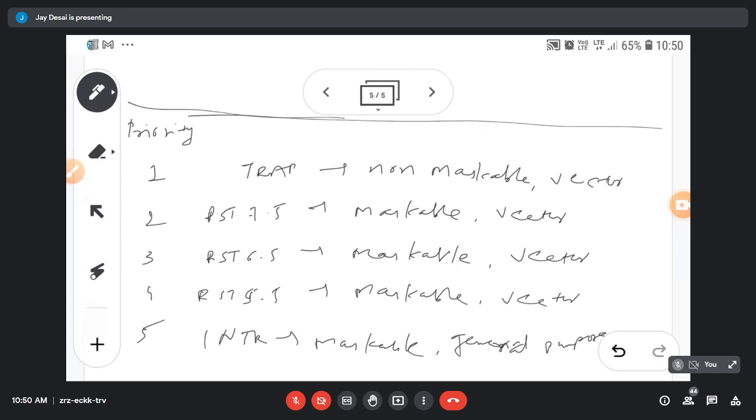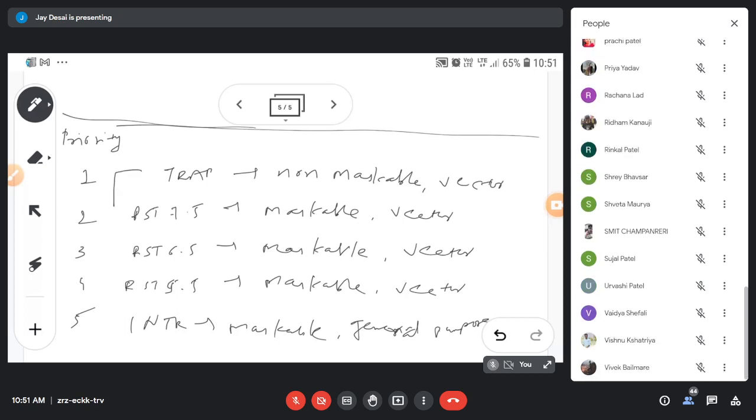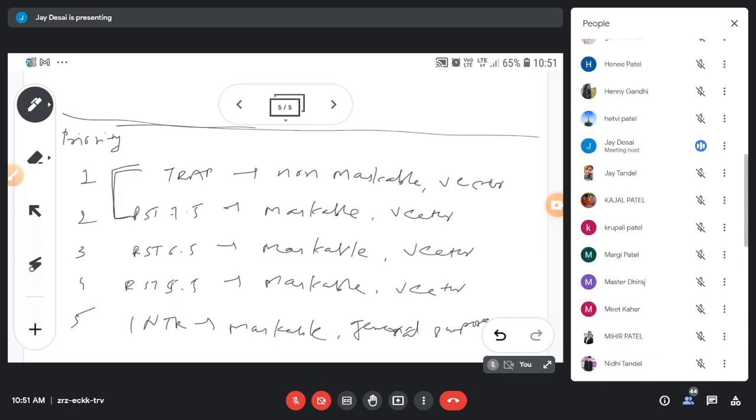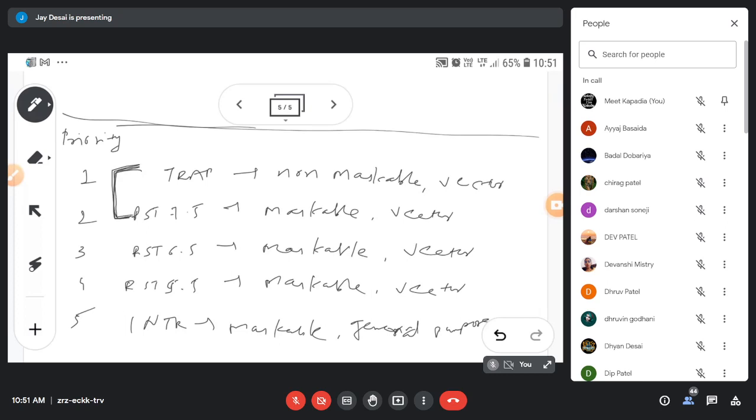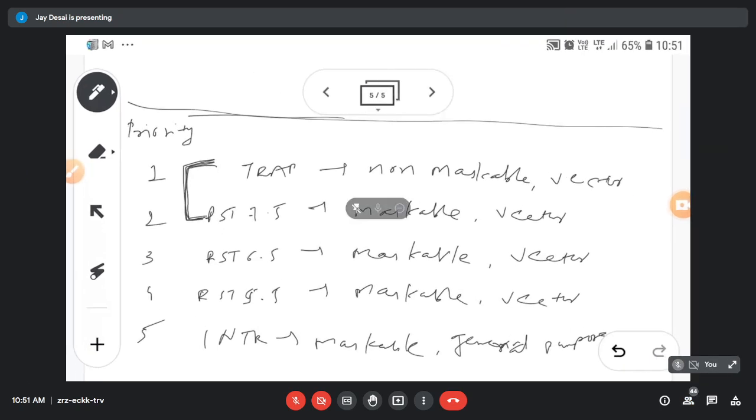Okay, let's see, what is the meaning of priority? If your interrupt service generated at the same time on the pin trap and RST 7.5, then processor give the first service to what? To whom will the processor give the first service? To trap. Why? Because the priority of trap is high. After completion of the service of trap, it will give the service to the RST 7.5 because the priority of RST 7.5 is lesser than the trap. Okay?